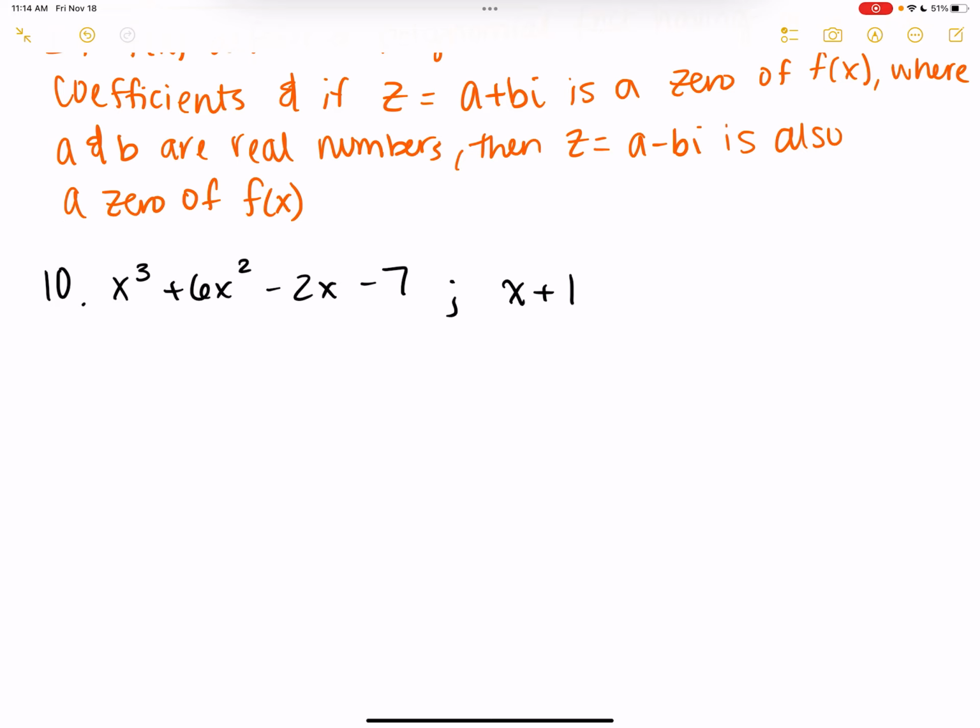Well, I would just use synthetic division personally, and plug it in and see if it comes out with a remainder of 0, then you know it's a factor.